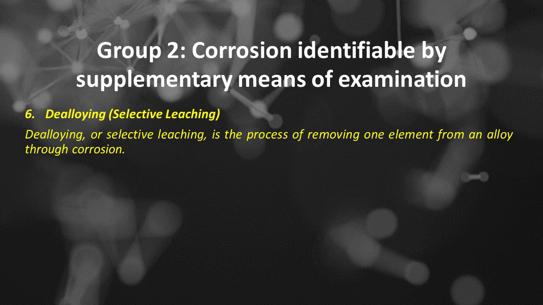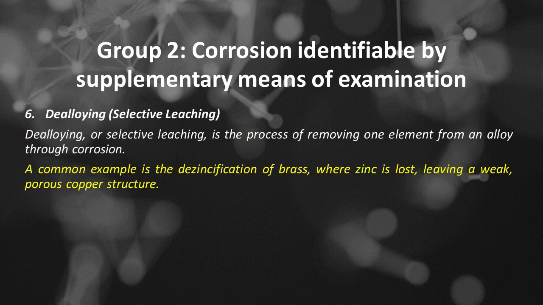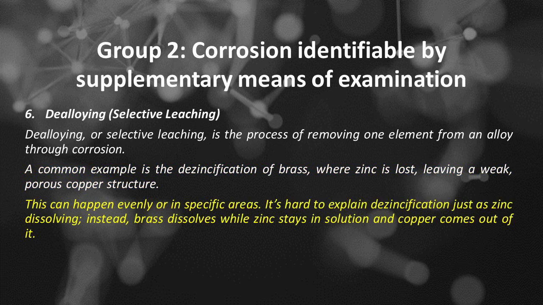Dealloying, or selective leaching, is the process of removing one element from an alloy through corrosion. A common example is the dezincification of brass, where zinc is lost, leaving a weak, porous copper structure. This can happen evenly or in specific areas. It's hard to explain dezincification just as zinc dissolving; instead, brass dissolves while zinc stays in solution and copper comes out of it.